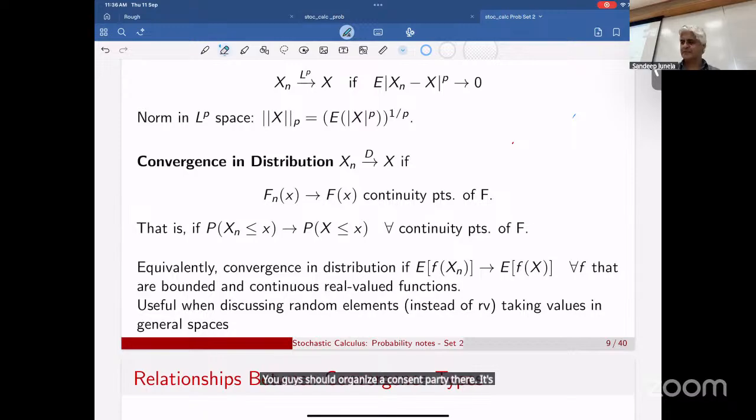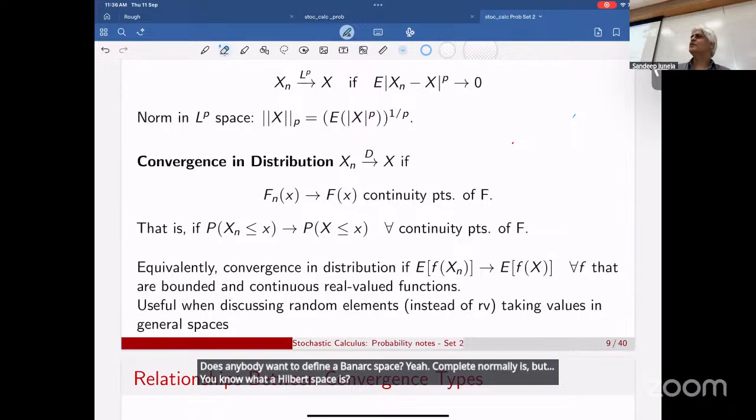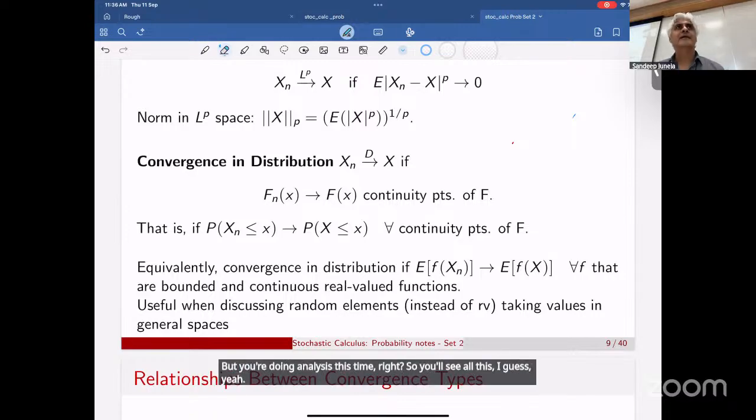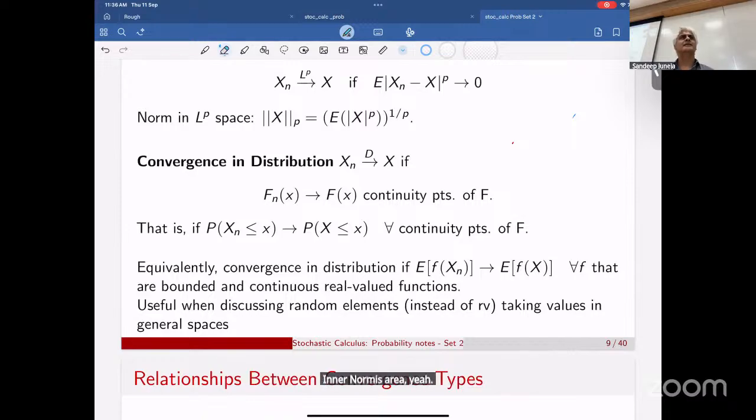Does anybody want to define a Banach space? Complete normed linear space. Yeah, complete normed linear space. You know what a Hilbert space is? But you're doing analysis this time, right? So you'll see all this, I guess. Hilbert space is a Banach space with the inner product. So an L2 space will be a Hilbert space, Lp spaces are Banach spaces. R and C and all of these.